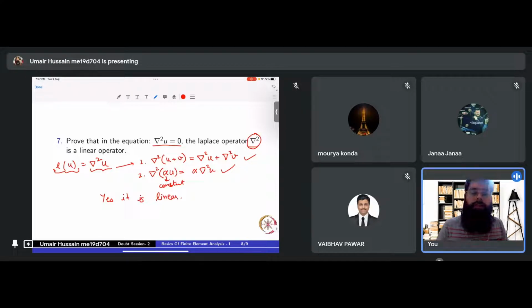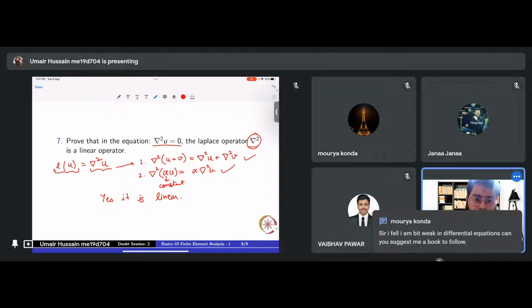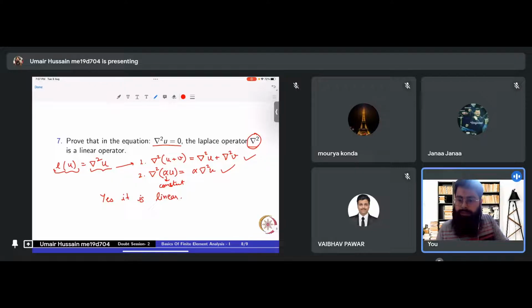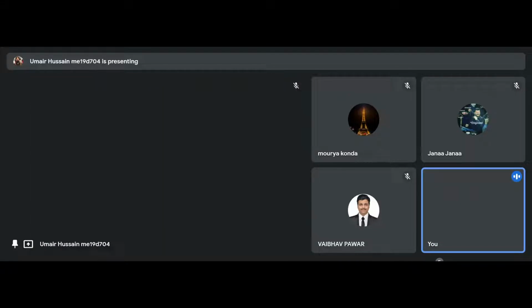So it seems that no further doubts are coming. Okay, for differential equations, I don't know if there are any books that I know. Let me just check. I studied some book recently, last year I guess, not so recently. It's a book by Boyce and DiPrima, Elementary Differential Equations and Boundary Value Problems. I read that a little bit for my comprehensive exam. I'll just share the name with you in the chat.